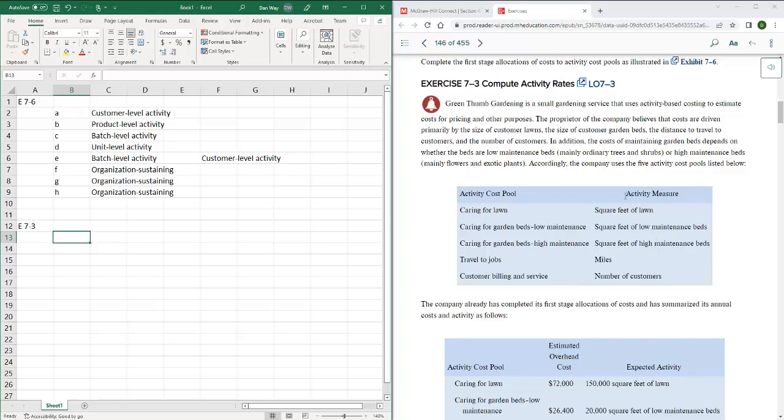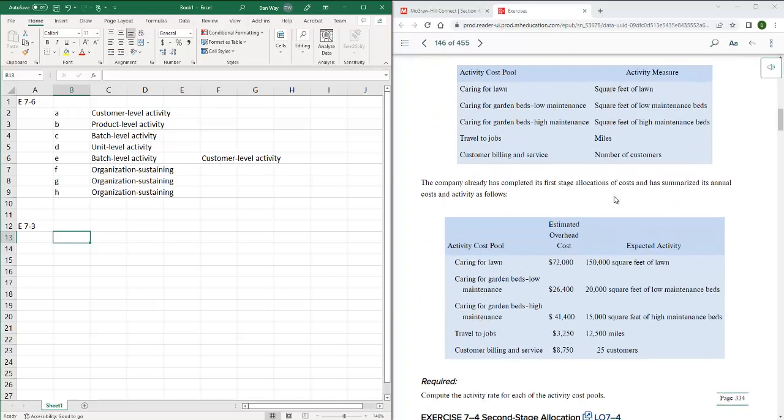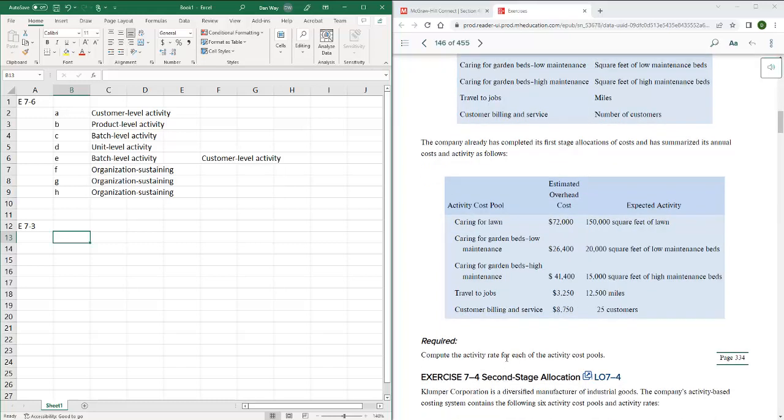We also have that activity measure or that cost driver that's already been defined. Square feet of lawn in terms of caring for the lawn, and all the way down here. Now it also said the company has completed its first stage allocation of costs and has summarized its annual costs and activity as follows. So here's all the estimated overhead costs that's been assigned to each of those activity cost pools. $72,000 in the caring for lawn cost pool, $26,400 in that low maintenance garden bed care activity cost pool, and so on and so forth. And what we want to do is come up with activity rates for each of those activity cost pools.